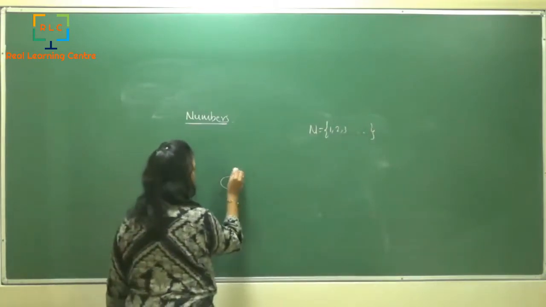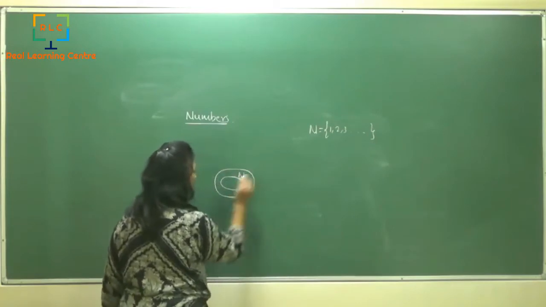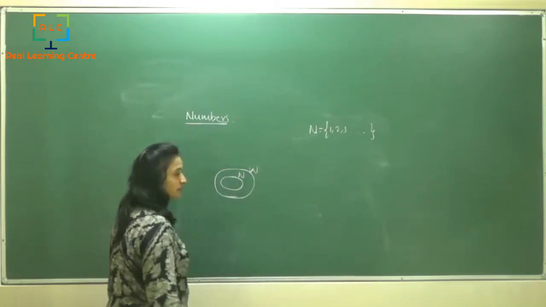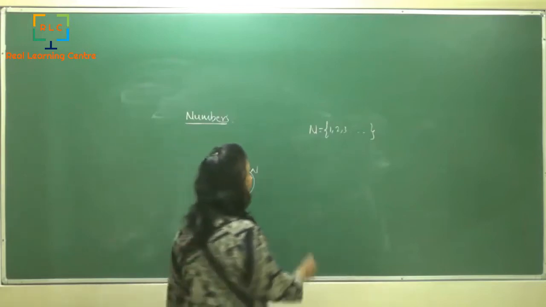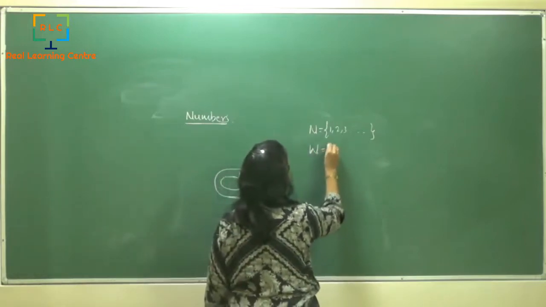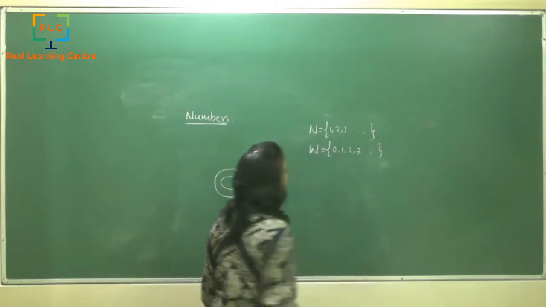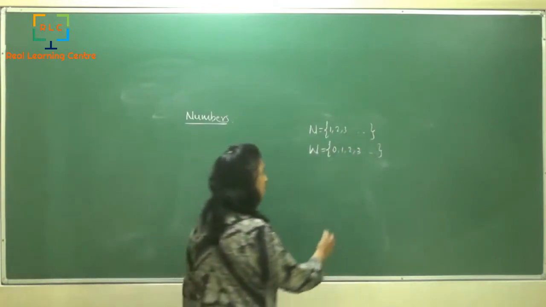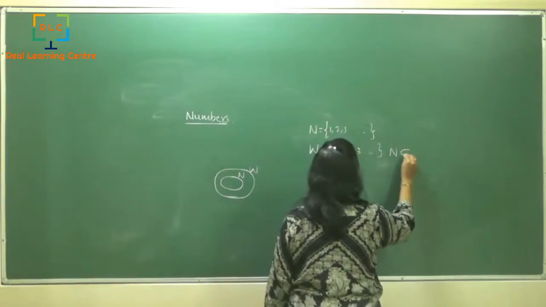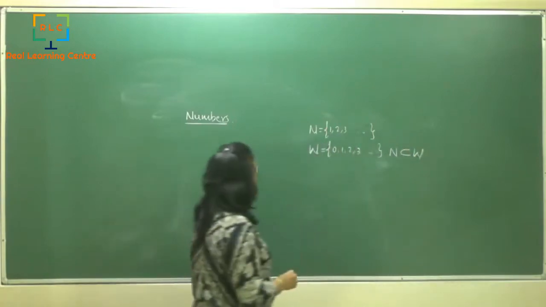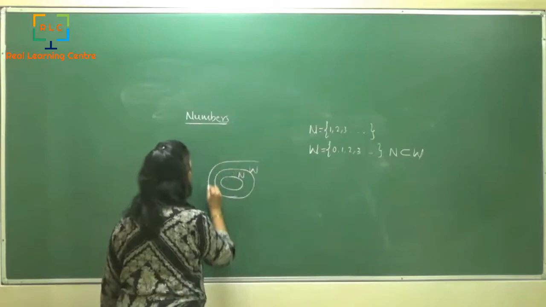And natural numbers will be inside whole numbers. So what is the extra element that the whole numbers have other than natural numbers? It has the number 0. So 0, 1, 2, 3, dot, dot, dot. These are the whole numbers. So we say natural numbers is a subset of whole numbers. And then whole numbers will be inside integers.